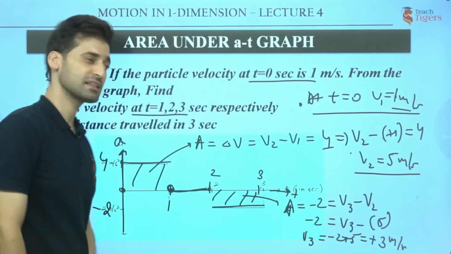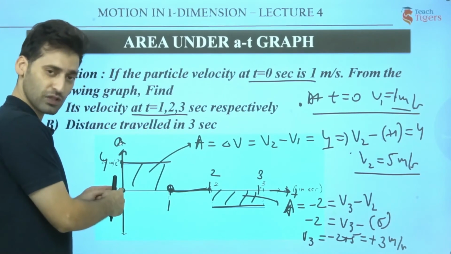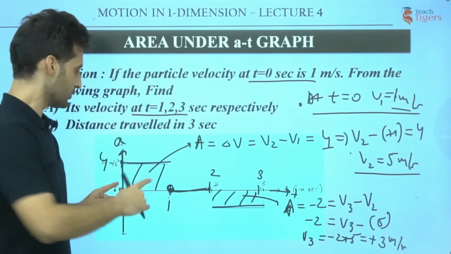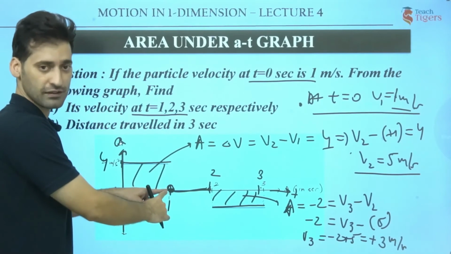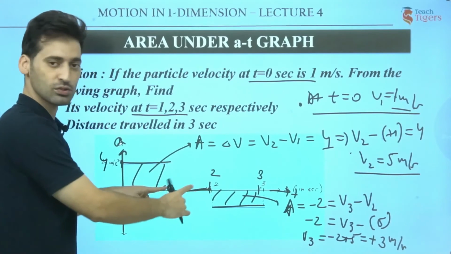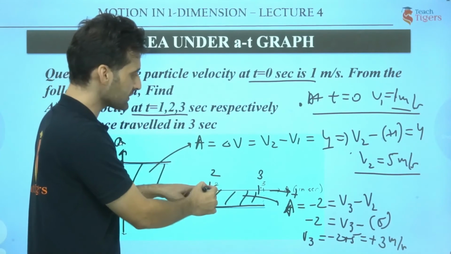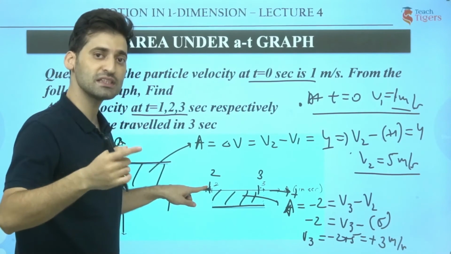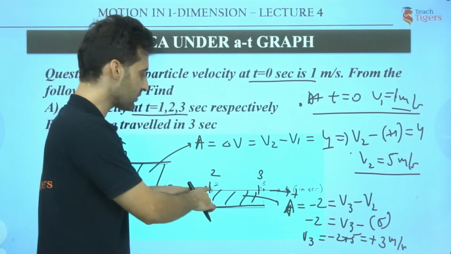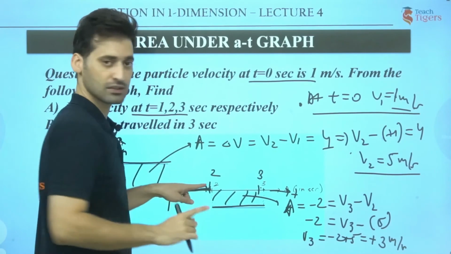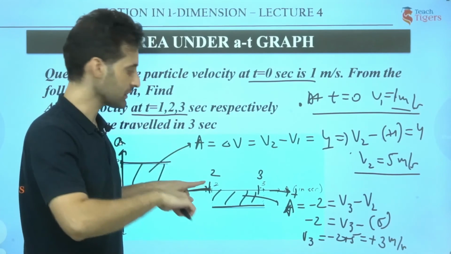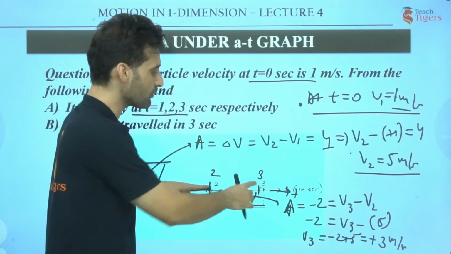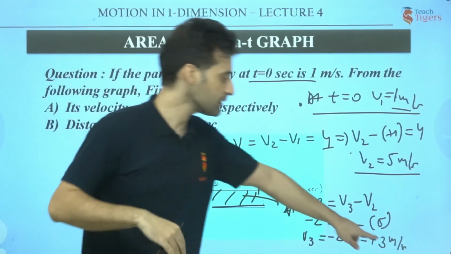Now let's try to understand the complete situation. Here the velocity was 1 and the area came +4, so I have to add 4 to the 1. So 1 plus 4, how much does the velocity become? 5. Then from here to here area is 0, so velocity will remain the same. So at 2, velocity is again 5. From here to here area is -2. Now a -2 means negative change in velocity. So initially at 2 velocity was 5, so I will reduce 2 from 5. So the velocity gets reduced in terms of magnitude. So 5 minus 2, how much? It will become 3 meter per second.